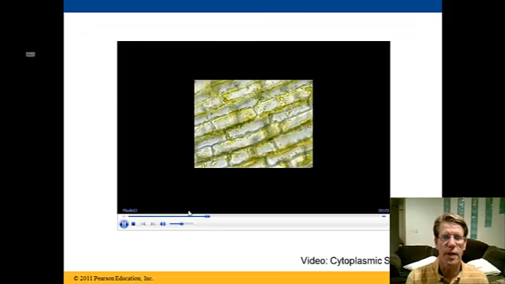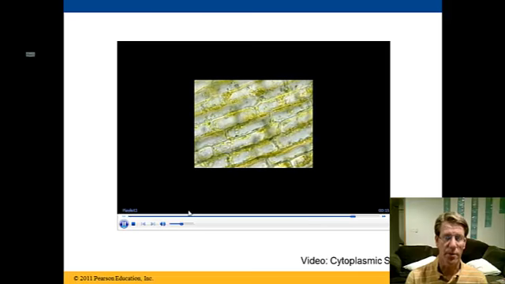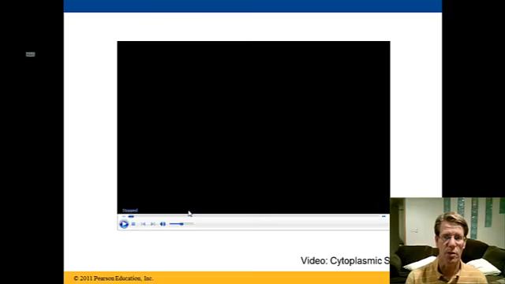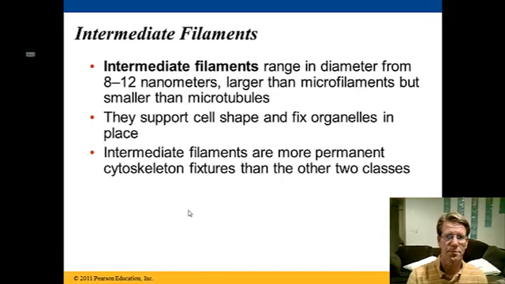Here you can see on the screen an example of what I'm talking about with cytoplasmic streaming. Look at the chloroplasts moving around. This is a series of Elodea plant cells that are exposed to light, and so they've been kicked into action in terms of photosynthesis. All right, finally, intermediate filaments.